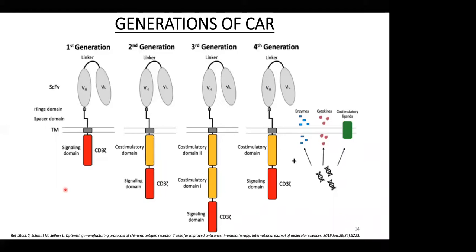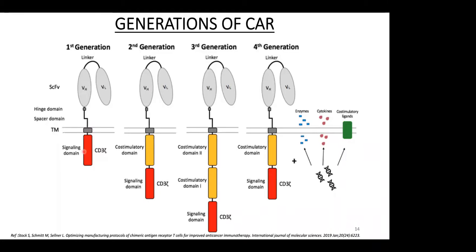Now, we have 4 generations of CAR as of now. The first generation of CAR, so this is the structure of the CAR initially. Firstly, we have an extracellular binding domain, which is derived from a single chain variable fragment. So we have the variable light and the variable heavy chain. The extracellular domain is connected to the transmembrane domain using a hinge domain or a spacer domain. The transmembrane domain would basically anchor this extracellular binding domain to the cell. And then we have the signaling domain.